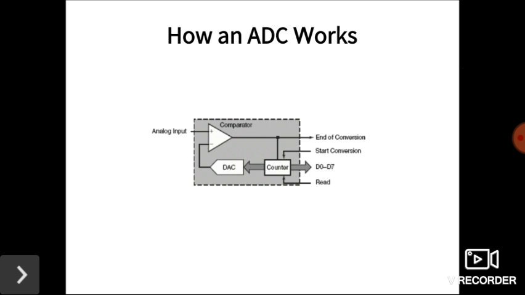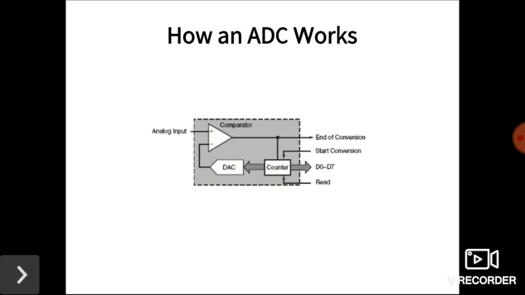Next, how an ADC works. Several methods exist for analog to digital conversion, like the ramp method, successive approximation method, dual slope method and flash conversion method. The basic technique used in the ramp method is explained through this diagram.